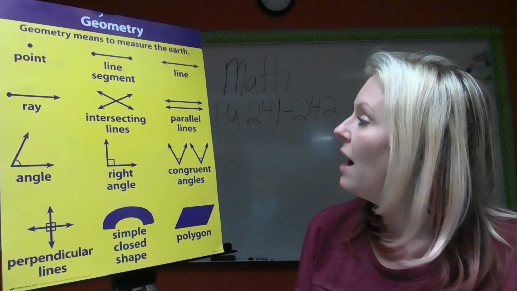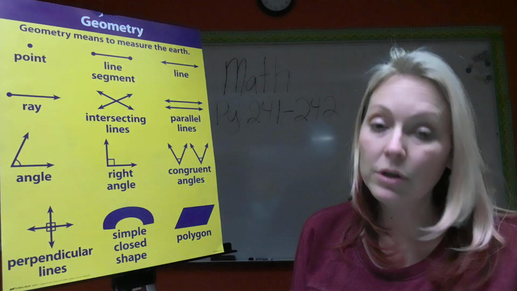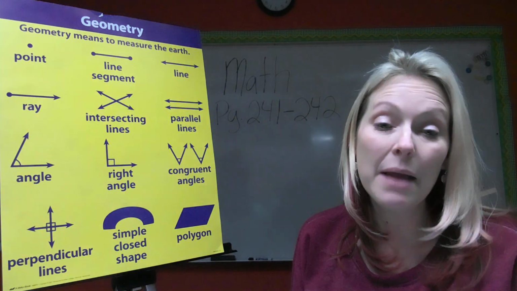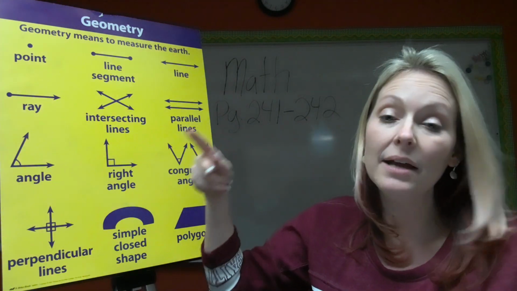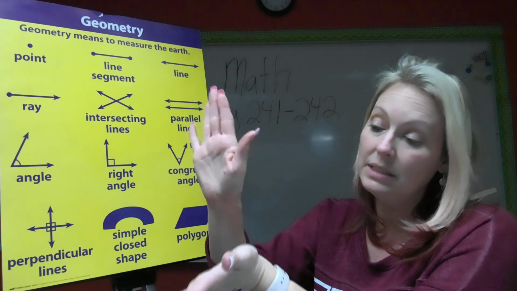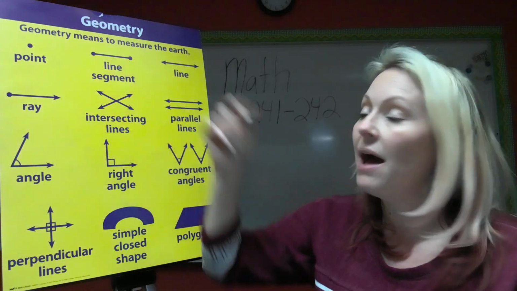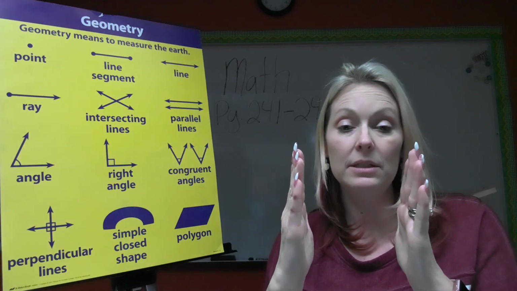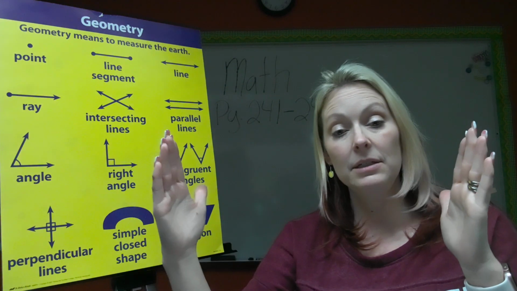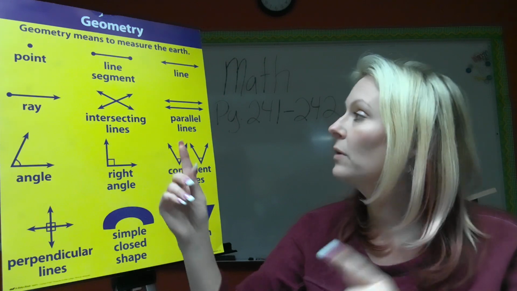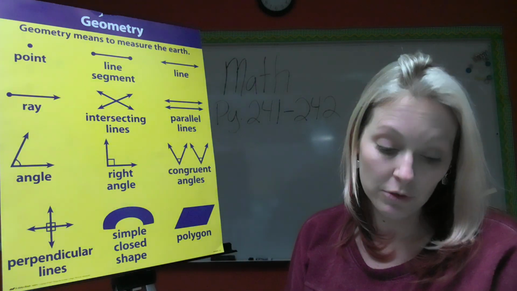Then you have congruent line segments. Now, congruent means line segments of the same length. So if you have two line segments next to each other, or even like this way and this way, you would end up having congruent, which means they're exactly the same length. So if I have this one and then I have this one, those are not going to be congruent because they're not the same length, right? Okay, so that would be congruent.